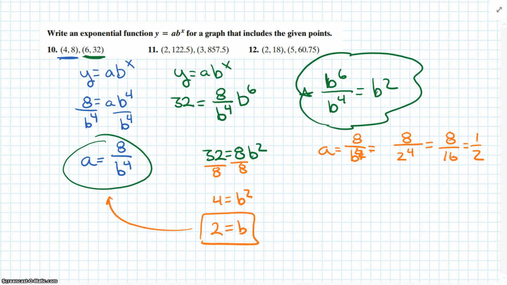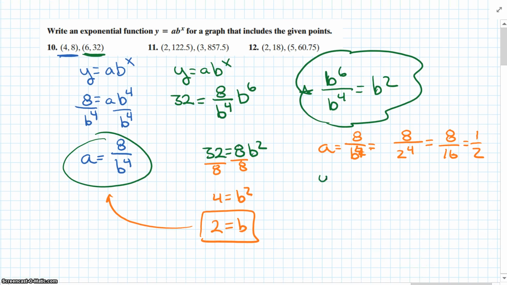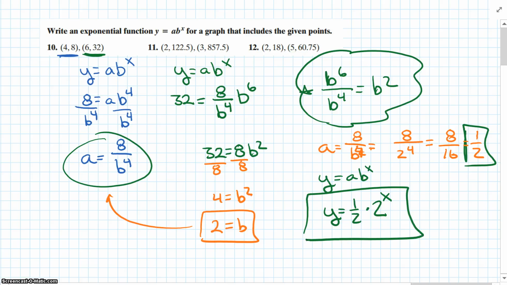So now we've got to write an equation. Well, the base equation is y equals ab to the x. So now I have an a value and I have a b value. So y equals a, which we already solved to be 1/2, times b, which we solved to be 2, to the x power. So there's our work. That's how we solve. Make sure you can do this. This is a good one to study.